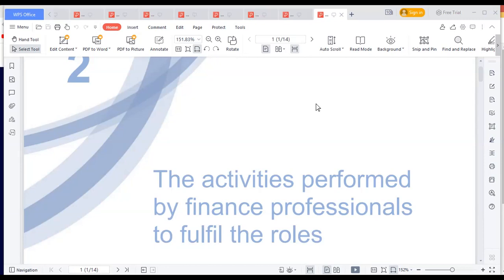So what are we looking at today? Last week, in chapter one, we looked at different types of organizations. Today, we are going to be looking at the activities performed by the finance professionals. So as accountants or finance managers, there are activities that you are expected to perform. What are the activities performed by the finance function in order to fulfill their roles? That is what we are going to be concentrating on today.